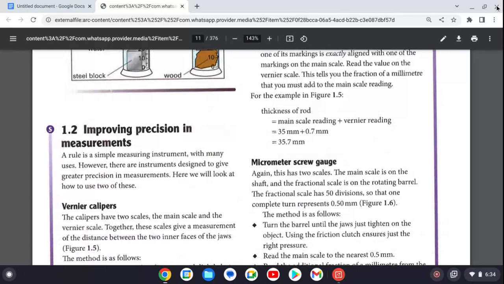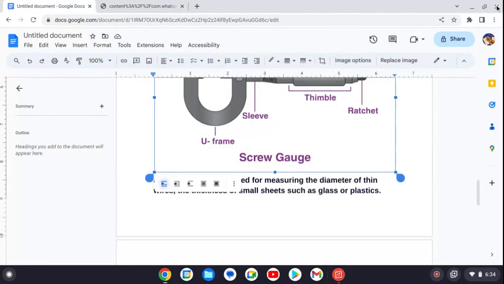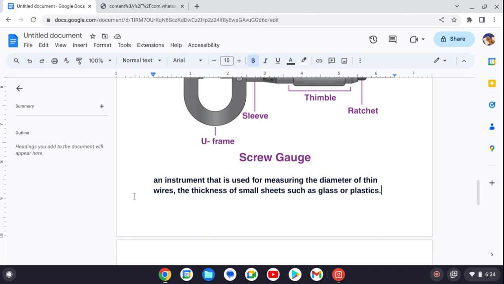Now what is a micrometer screw gauge? The micrometer screw gauge is the second device which helps us measure the diameter of thin wires and the thickness of small sheets such as glass or plastic. If you want the basic difference between the two: the vernier caliper helps you find the diameter of any thick object, and the screw gauge helps you measure thin objects.